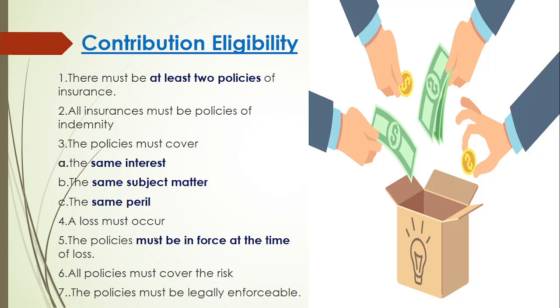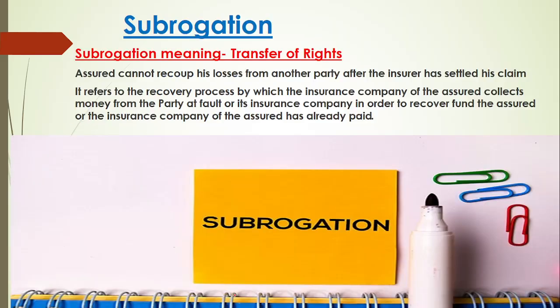The policies must also be in force at all times. It means that both policies should be in force, and not that any one of the policies has expired. In that case you will be eligible for only one policy, not for the other. All policies must cover the same risks and must be legally enforceable. So these are the contribution eligibility conditions. Okay, now what is subrogation?